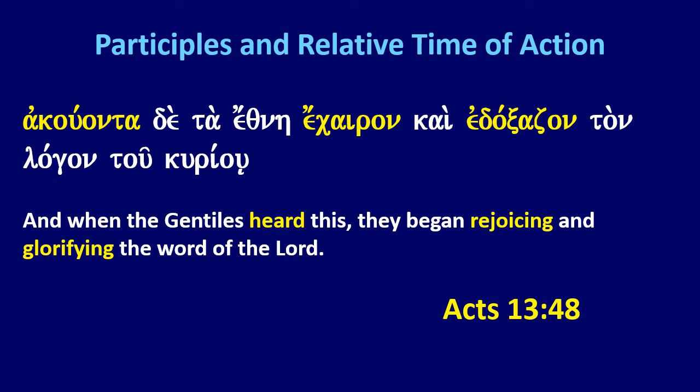It's present active, nominative, neuter, plural. Now it's plural because the subject is plural, ta ethne, the Gentiles. So in this case, the ones doing the hearing, the Gentiles, the participle is going to match the number of the subject in the sentence. But notice it's present tense, whereas glorifying and rejoicing, the other two verbs, are imperfect tense, indicative. So what is the time of the action of akousantes? Well, it's present tense, so that means it's simultaneous with the action of the two other main verbs in this sentence and in the larger context.